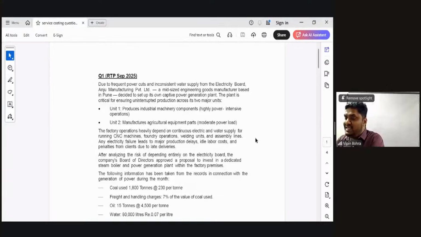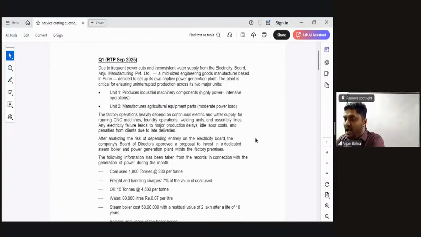The factory operations heavily depend on continuous electricity and water supply for running CNC machines, foundry operations, welding units, and assembly lines. Any electricity failure leads to major production delay, idle labor costs, and penalties from the client due to late delivery. After analyzing the risk of depending entirely on the electricity board, the company's board of directors approved a proposal to invest in a dedicated steam boiler and power generation plant within the factory premises.